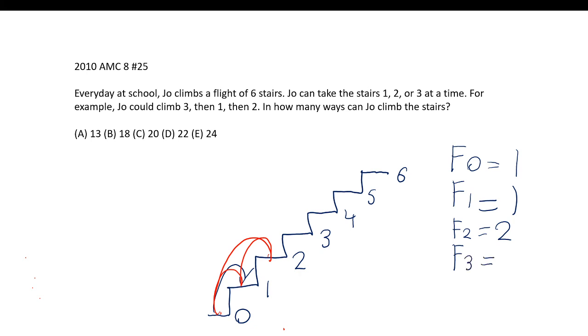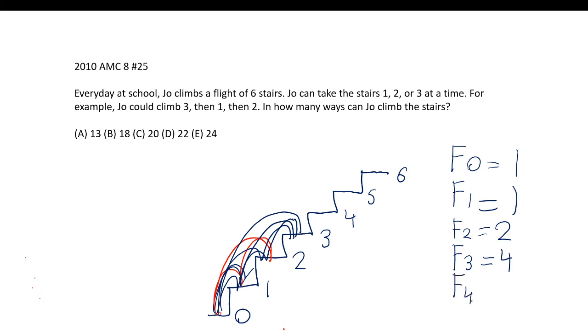Now F3, we can take 3 at a time. We can take 1, 2 or 2, 1, or 1, 1, 1. And we realize there are 4 ways to get to the 3rd step. Now check this out. Joe can take the stairs max 3. Look at our pattern. We added 1, 1, and 2 to get 4.